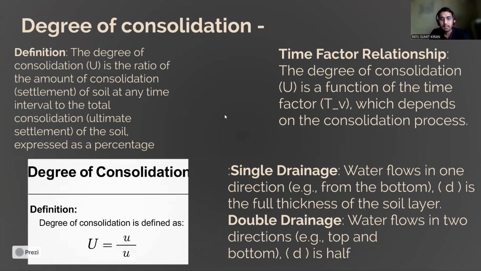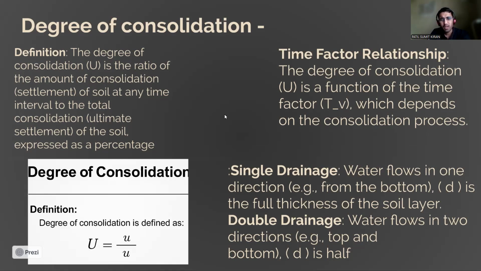At whatever time we are considering, what amount of consolidation has happened, divided by the total consolidation of the soil, that is, the maximum consolidation that the soil can bear, the ratio of that is the degree of consolidation. There is a time factor relationship between the degree of consolidation U and T. The degree of consolidation is a function of the time factor. So it is totally time dependent, that is, the amount of time required to get the maximum consolidation can be considered here.